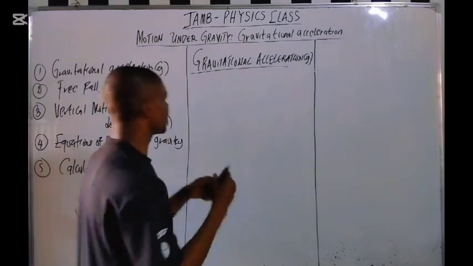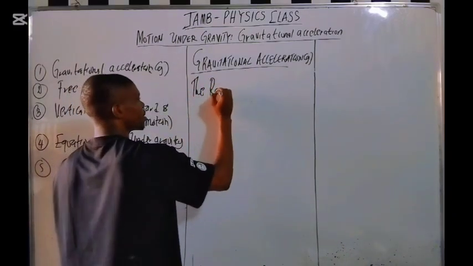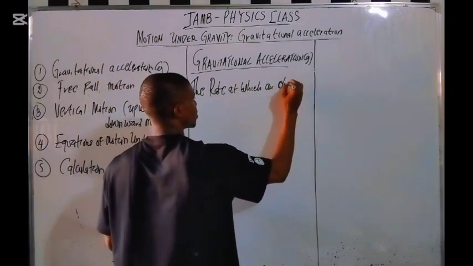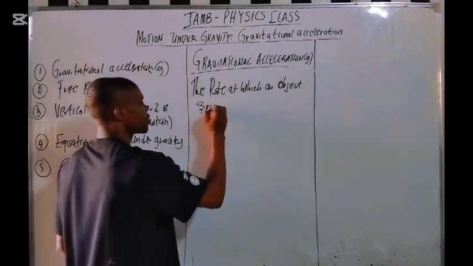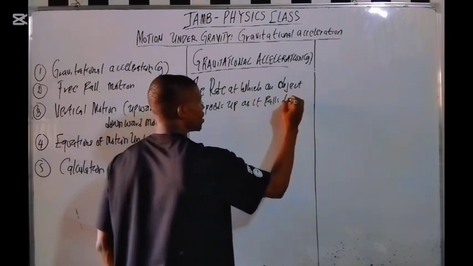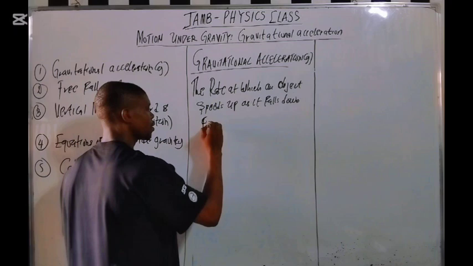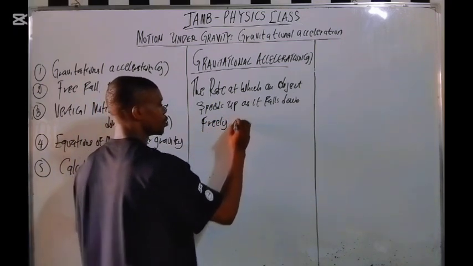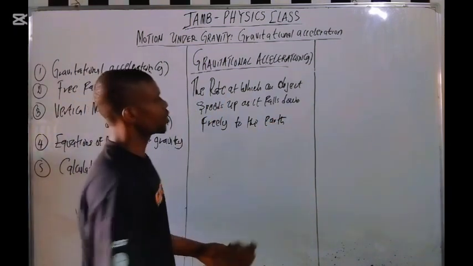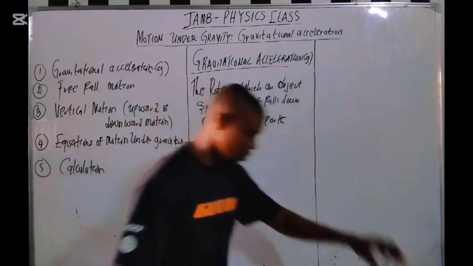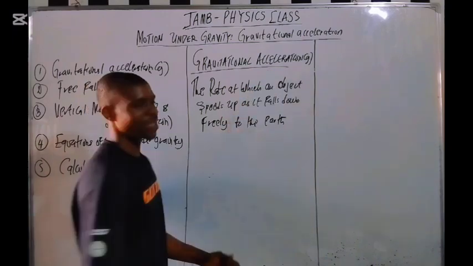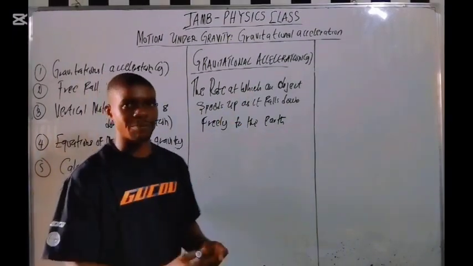gravitational acceleration. So let me write down: the rate at which an object speeds up as it falls down freely to the earth is called gravitational acceleration. Now this is not affected by the mass of the object.